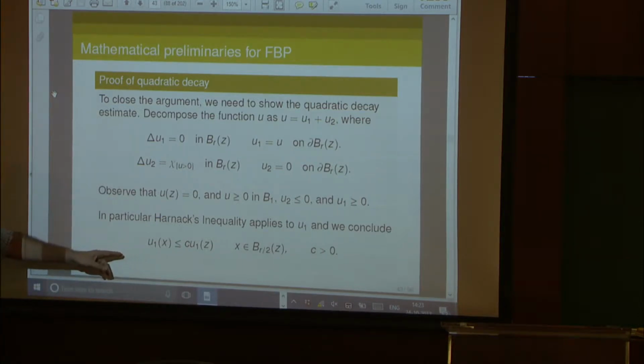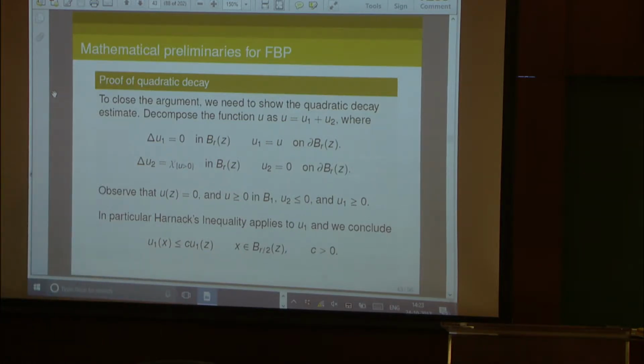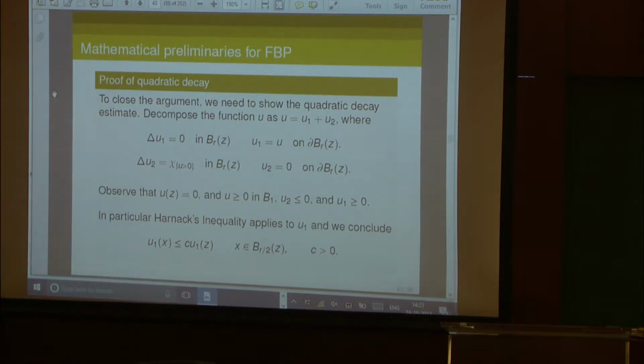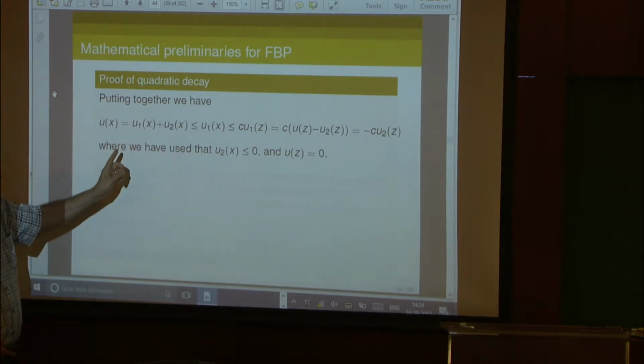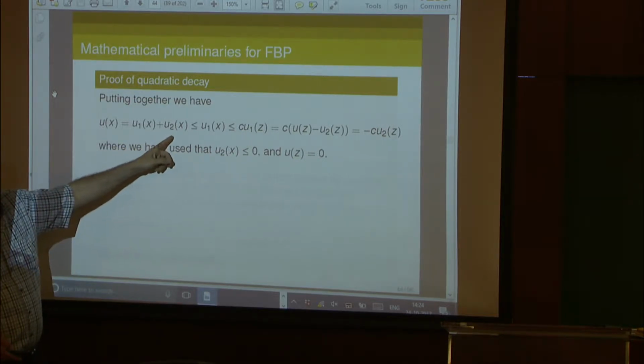So Harnack tells me that U1 at any point x is less than C times U1 at the point z. I don't know what the value is, but I'm saying it's going to be less than or equal to this, for any point in this ball. Let's keep this in mind. We will come back and look at it again. So let me rewrite my function U again as U1 plus U2. I have the following information. I know that U2 is less than or equal to 0.